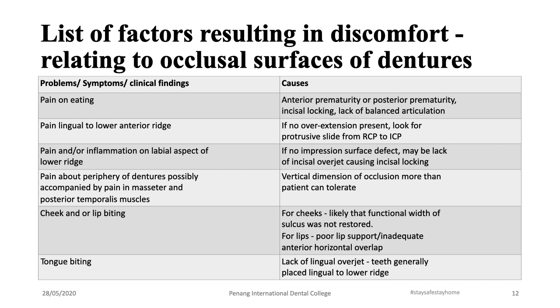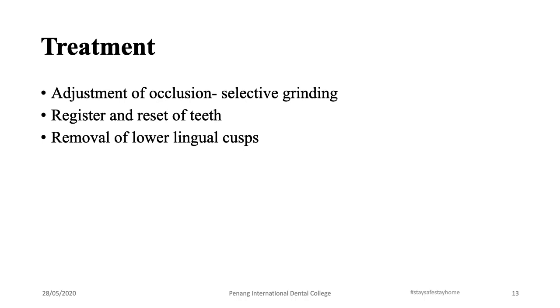Tongue biting, lack of lingual overjet, teeth generally placed lingually to the lower ridge. So the treatment you do is adjustment of occlusion, selective grinding, or repeat your jaw relation record and reset the teeth, and then removal of the lower lingual cusps. So basically this is when there is cheek biting or tongue biting happening.